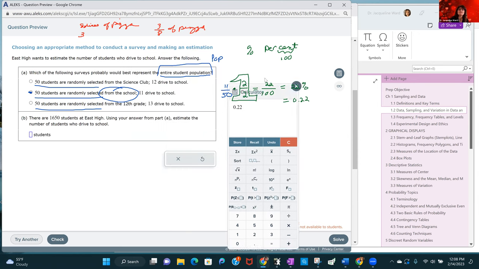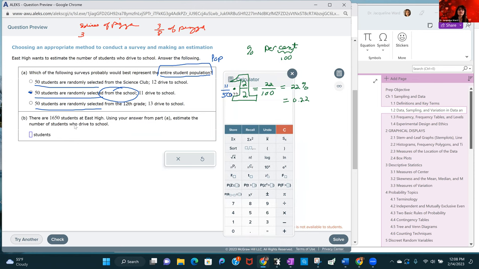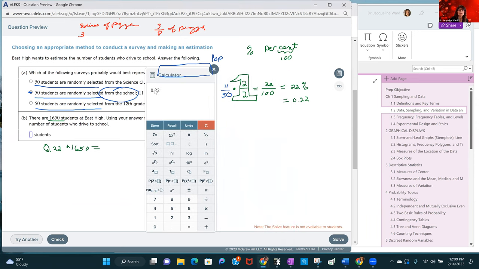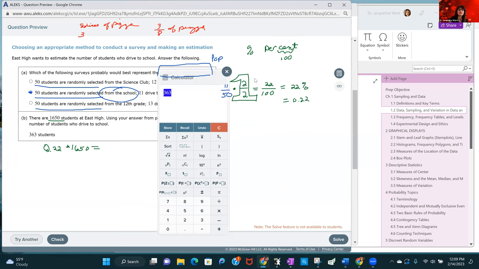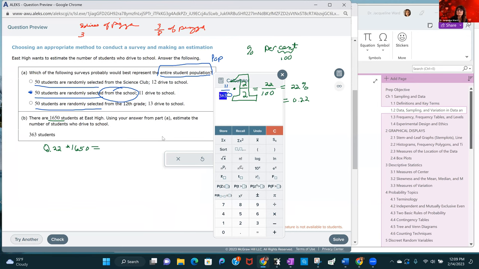All right, so 22% of the school drives. So if there are 1,650 students in the entire school, what is 22% of 1,650? So of means multiplication. So I already have the 0.22, and then of 1,650, that's 363. Okay. So 363 students drove to school.